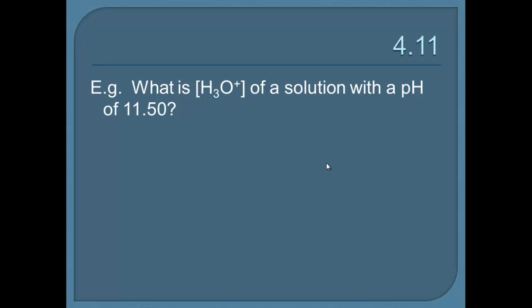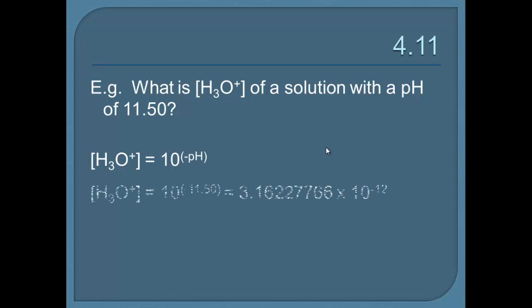Next example. We are asked, what is the H3O plus concentration of a solution with a pH of 11.50? Here's a new formula we begin with. We have the H3O plus concentration, and that is equal to 10 raised to the power of negative pH. So we simply write 10 raised to the power of negative 11.50 because that's what we are told up top. We plug this into our calculator and we get an answer of 3.162277766 times 10 to the power of negative 12. Our final answer will be 3.2 times 10 to the power of negative 12.